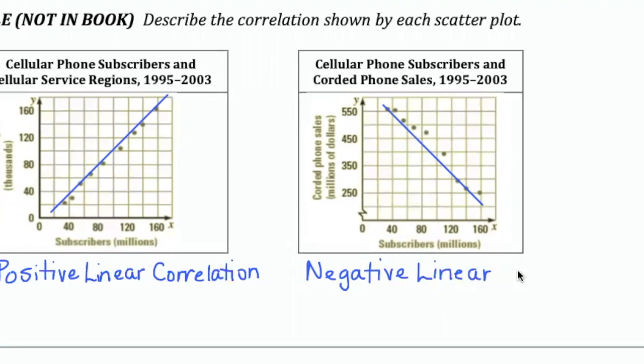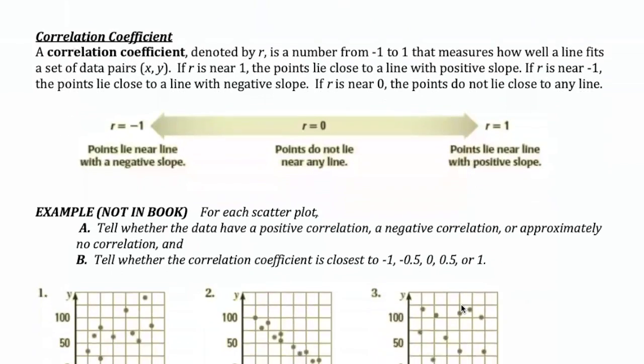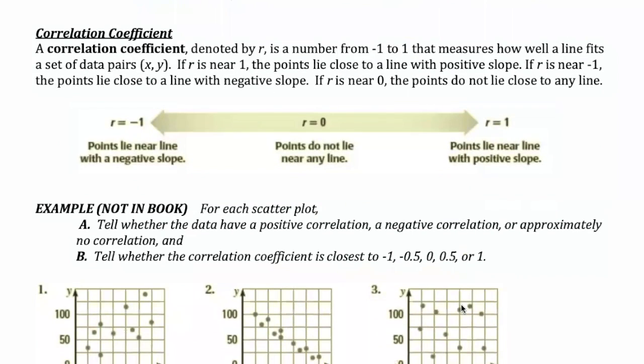And what that tells us is that as the number of cell phone subscribers increases, the sales of corded phones has decreased. There's one other thing I want to introduce you to before we go to Excel, and that is what a correlation coefficient is. A correlation coefficient is a way to judge how strongly the data is related.